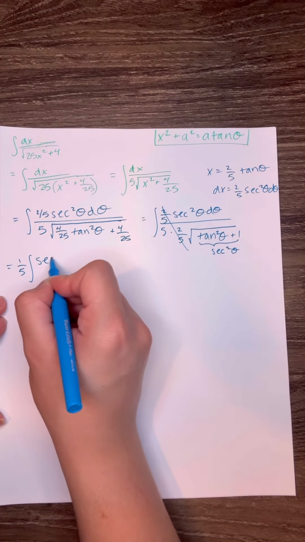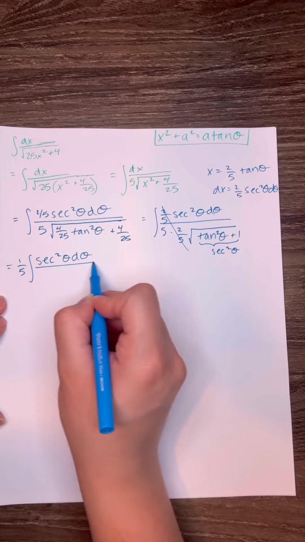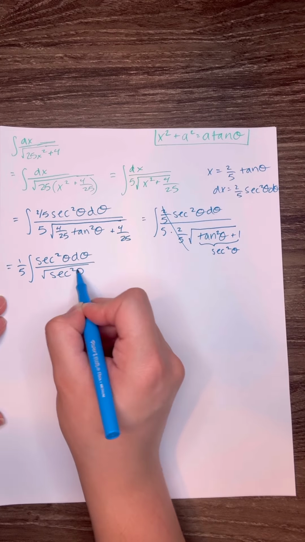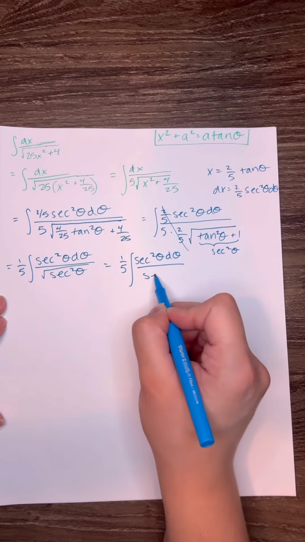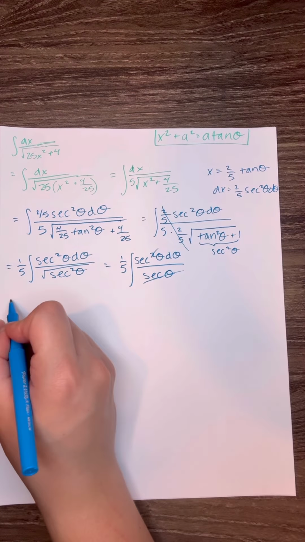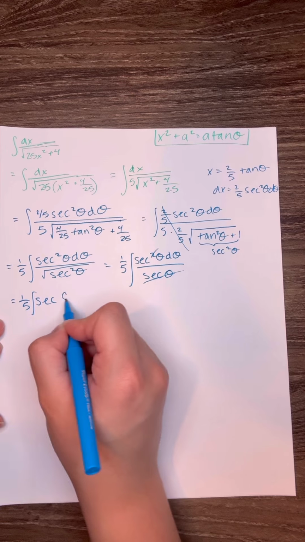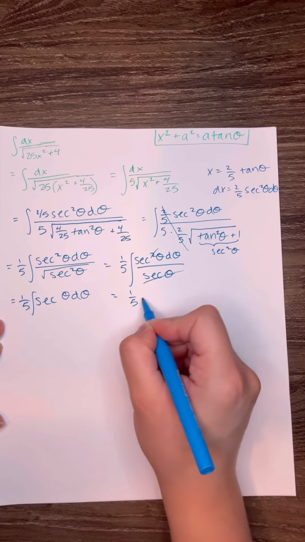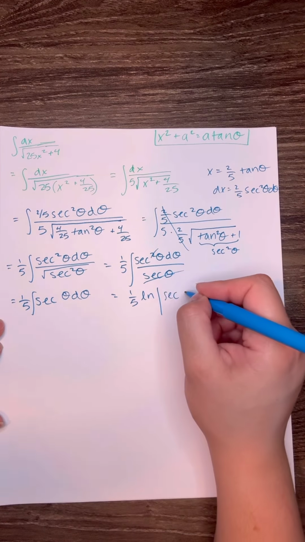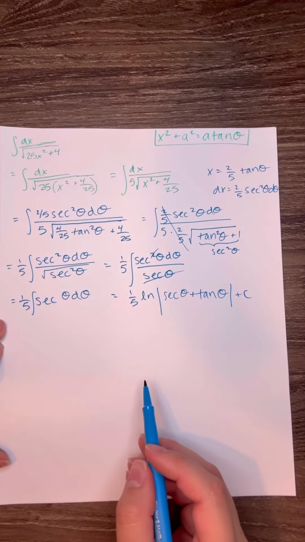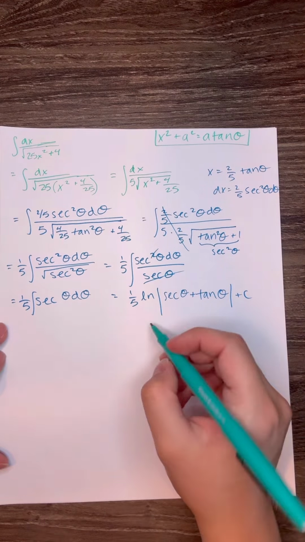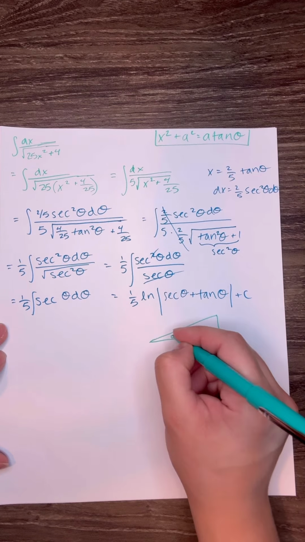Now that we've rewritten our trigonometric identities, we'll focus on simplifying our integral until we're able to do something with it. We can cross out one of the secants in the numerator and get rid of the secant theta in the denominator, which will leave us with 1/5 times the integral of secant theta d theta, which is an integral that has a known solution. The solution to this will leave us with 1/5 times the natural log of the absolute value of secant theta plus tangent theta plus c. So we have our answer in terms of theta.